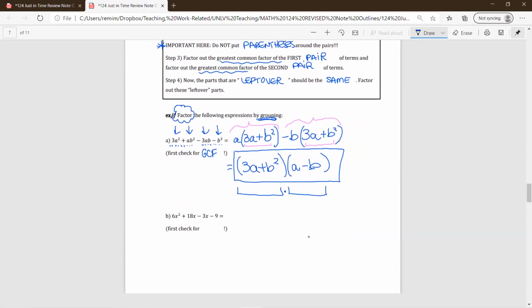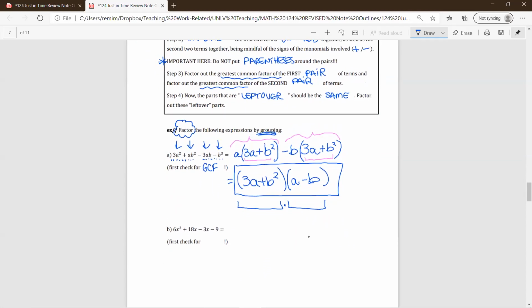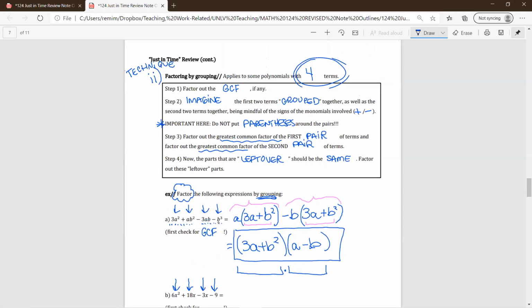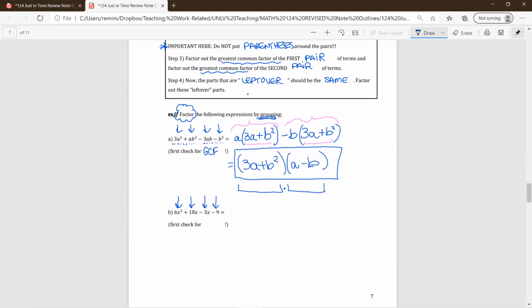Let's do another one. We're going to go through all 4 steps once again. So part B, first of all, look how many terms we have. 1, 2, 3, 4 terms. What's step 1? Step 1 says factor out the GCF if there is any. So that's what we're going to do. First, check for the GCF. So look at all 4 terms.